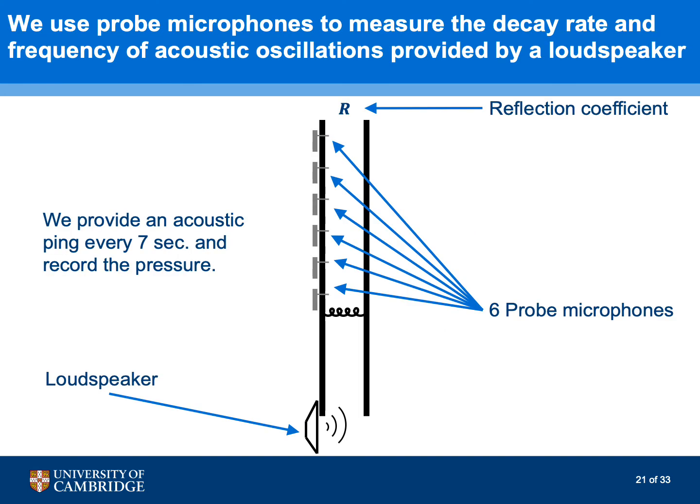The experiments described so far do not include only thermocouples and electric heater. In fact, the full experiment is much more involved because it includes also a loudspeaker placed at the bottom of the tube, which provides an acoustic ping every 7 seconds. In addition to the loudspeaker, a set of 6 probe microphones is installed on the rig, by means of which we measure the pressure inside the tube continuously at a frequency of 10,000 Hz.